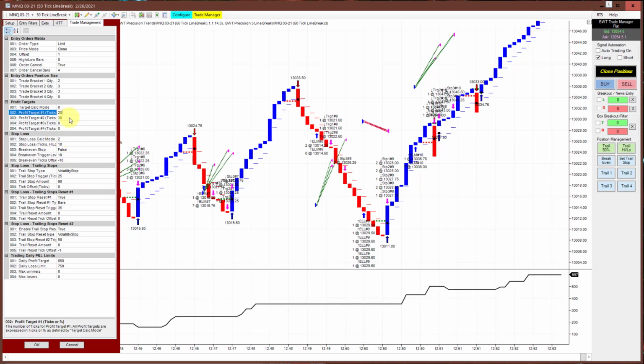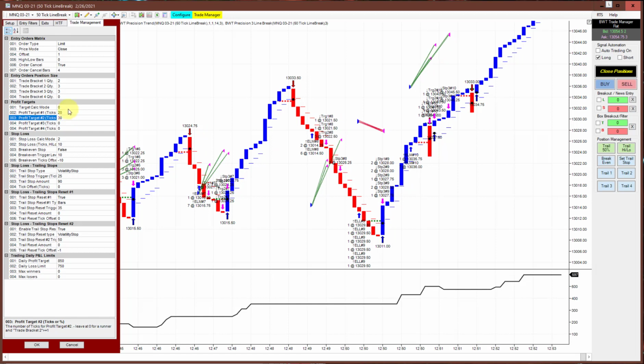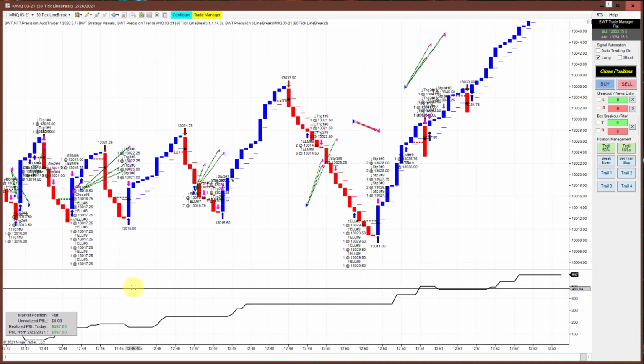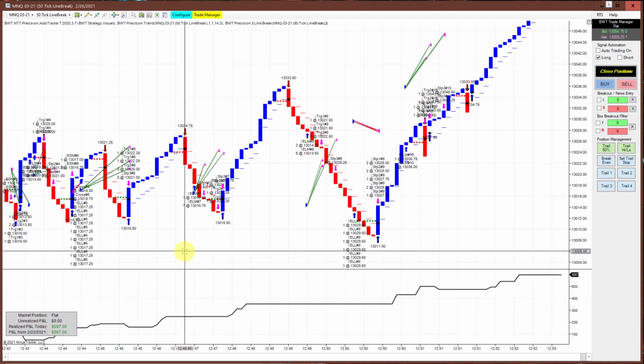This gives it a little room. I think this could be improved, perhaps this first setting. But in any case, it's trading really well. So 597 on the MNQ.